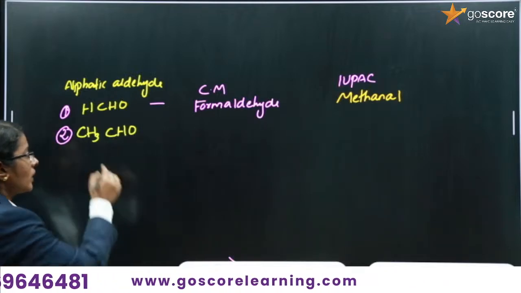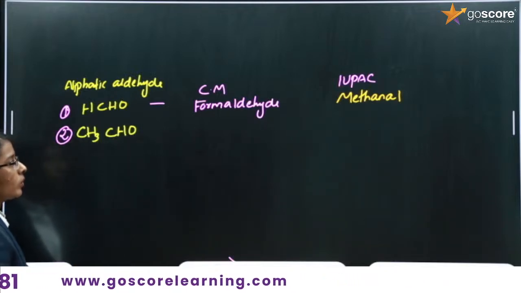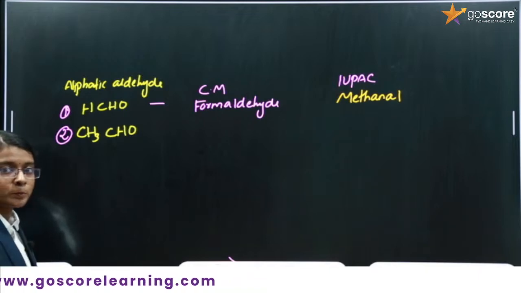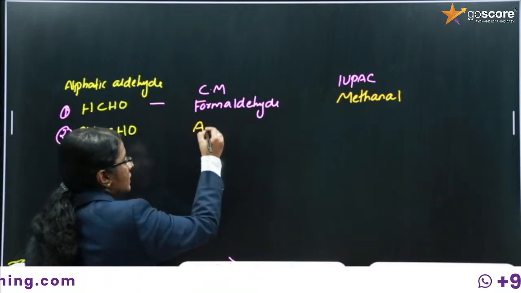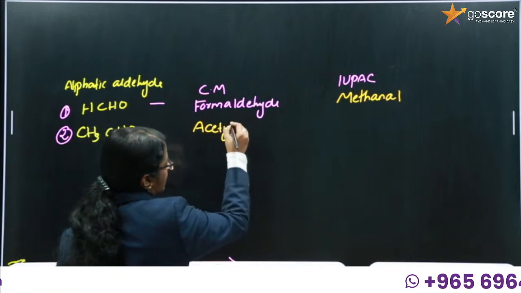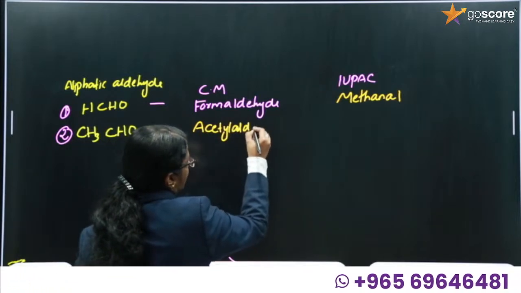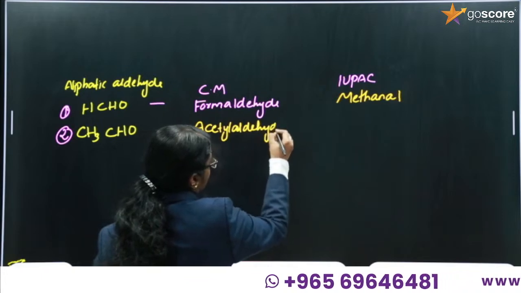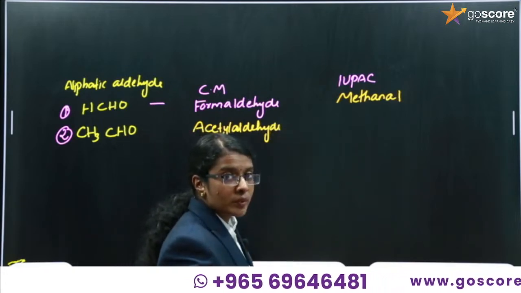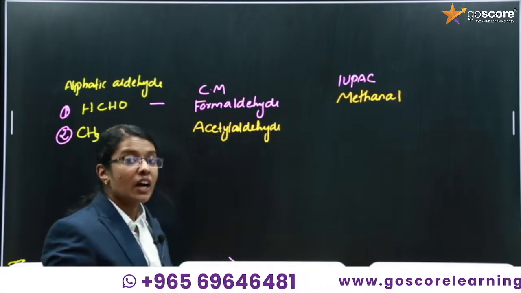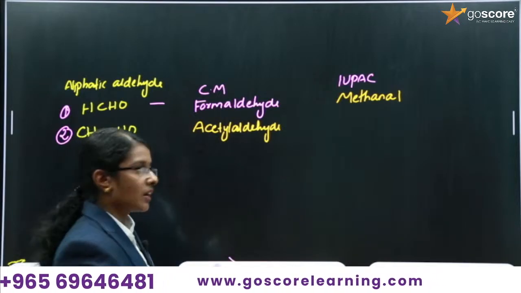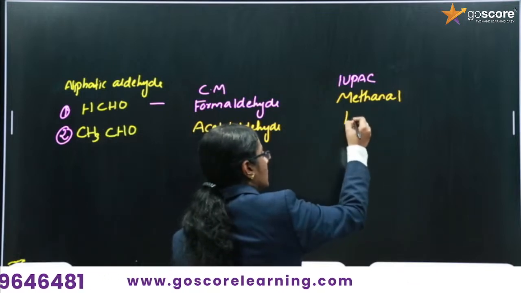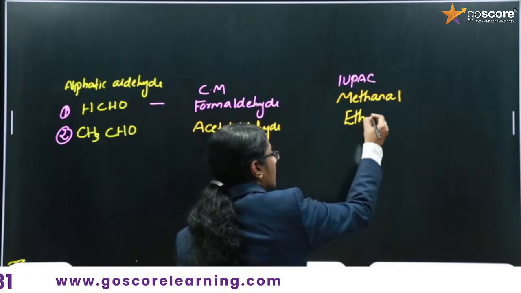Methanol. So what will be the common name of this compound? Acetaldehyde. So it is acetaldehyde. How many carbon atoms? If it is an aldehyde, we use "al". So it is ethanal.